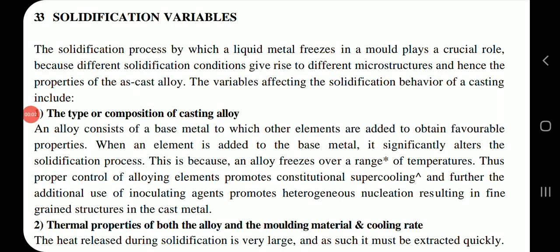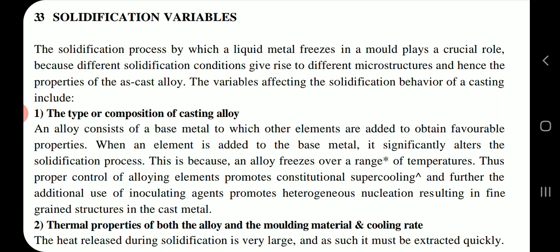Solidification variables. The solidification process by which a liquid metal freezes in a mold plays a crucial role because different solidification conditions give rise to different microstructures and hence different properties of the as-cast alloy. The variables affecting the solidification behavior of a casting include the type or composition of casting alloy.